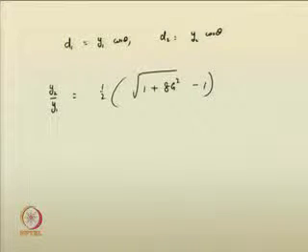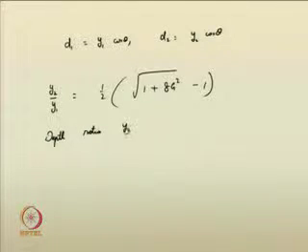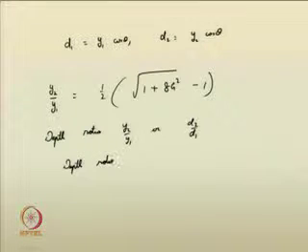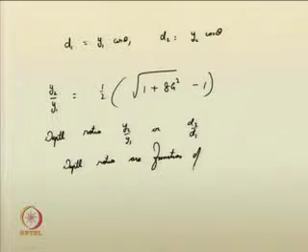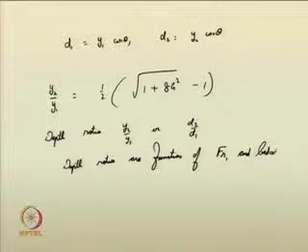So, you are getting the depth ratios y2 by y1 or d2 by d1. So, this function, that is the depth ratio, is a function of the upstream Froude number and bed slope.